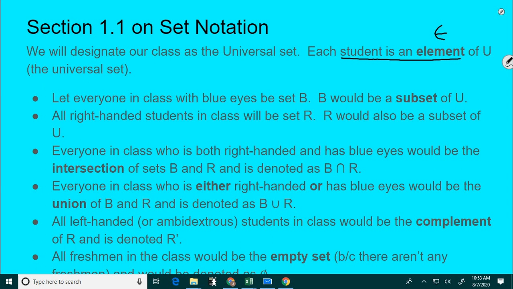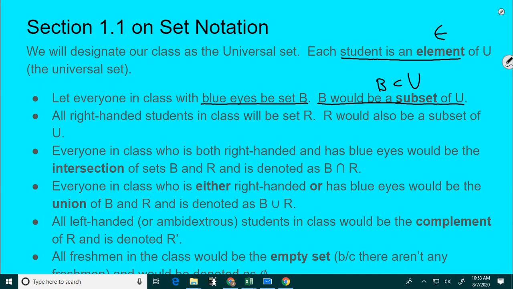So now, breaking that down, let's just say everybody with blue eyes is set B. All right? So all those blue-eyed people, you guys are all a subset of U, of our universal set. So we'd say B is a subset of U. Okay? And we would signify that by writing B and then the subset symbol. That's how we write it.